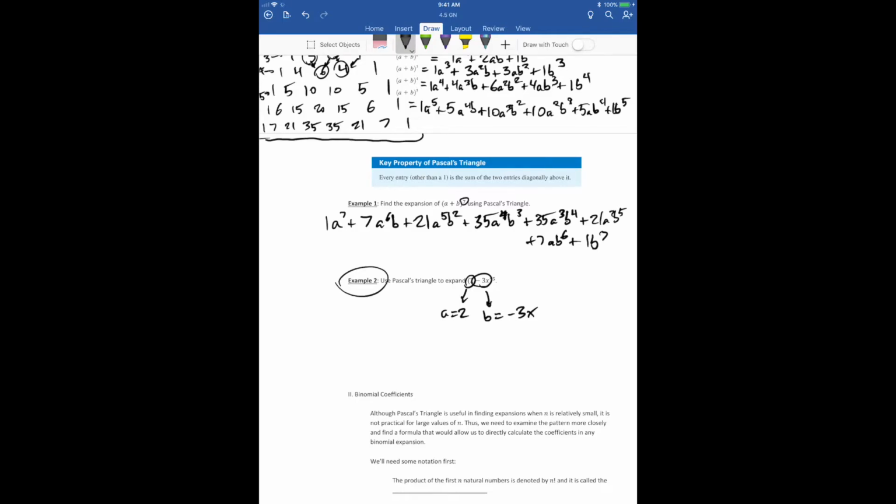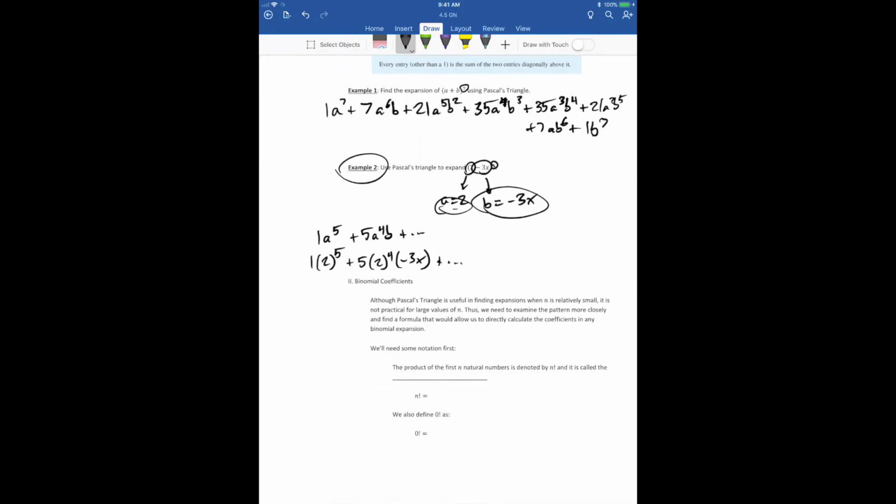So when you're raising all of these to different powers, so to the 5th power means I'm going to start with 1a to the 5th. That's really 1 times 2 to the 5th. And then plus 5a to the 4th b is going to be plus 5 times 2 to the 4th times negative 3x, and so on. Okay? So just be careful. Know that you're actually plugging in values for a and b. It's not just a and b this time. We'll go through that in class.